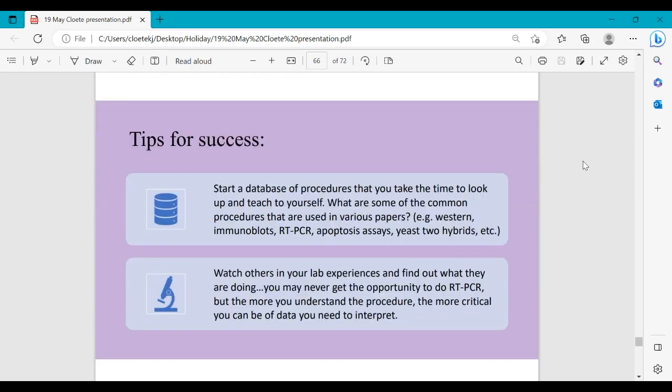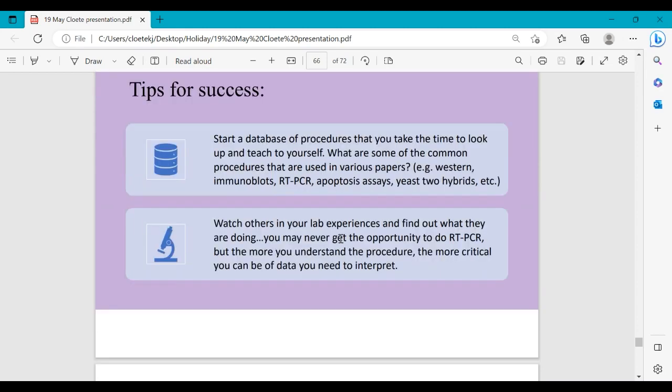Then some people also start a database of procedures that you take the time to look up and teach yourself. As we already mentioned, for example, if you're not familiar with certain techniques like how to do apoptosis assays, you may want to visit a lab that is specializing in this. Then you can make a list of techniques that you read about and you're not familiar with, that you need to use in your own study, that you need to learn. Make a list of that, go for training. Then watch others in your lab and find out what they are doing. Okay, that we already discussed.